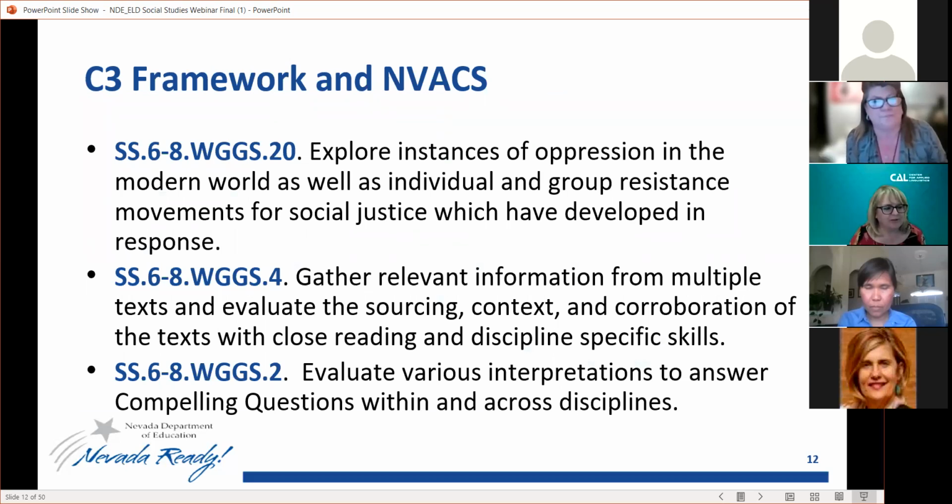Fabulous. So what we're going to be doing is looking at the Nevada academic content standards and the C3 framework. The C3 framework is the College, Career, and Civic Life Framework for Social Studies. It really helps to put the focus on how to spark curiosity, guide instruction, and deepen the investigations around the different lessons and topics in social studies that students are going to be encountering throughout K-12.